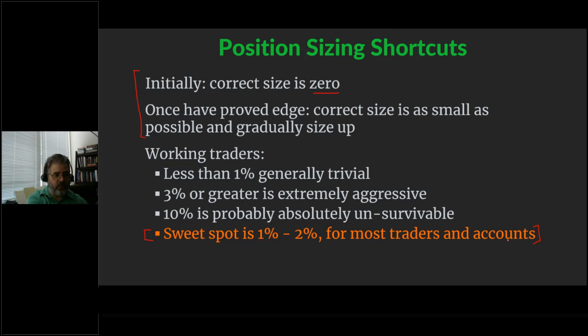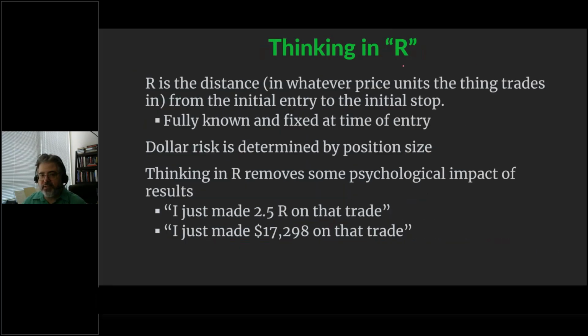Get down under 1%, it's too small. Over 3%, it's too big. 2%, which does not seem like a lot, but it adds up. If you do 10 trades and you're risking 2% per trade, you will move your account equity, generally speaking, fairly significantly. One of the other things we want to think about is in terms of R. And so R is the distance in price units from the initial entry to the initial stop.